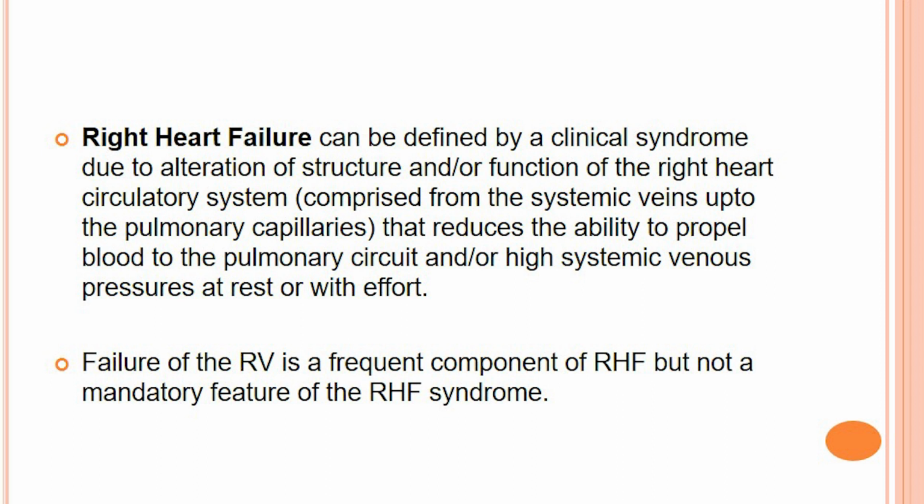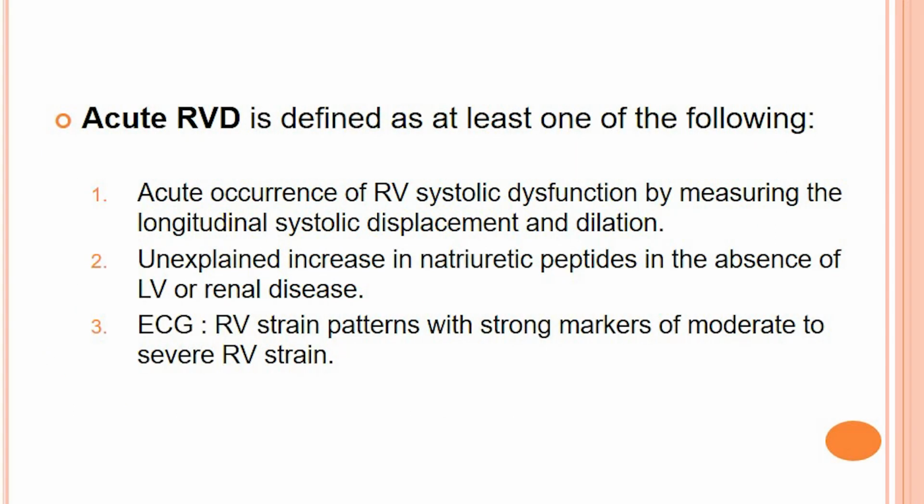Acute RV dysfunction is defined as at least one of the following: acute occurrence of RV systolic dysfunction, measured by longitudinal systolic displacement, and dilatation; unexplained increase in the natriuretic peptides in the absence of left ventricle or renal disease; and ECG showing RV strain patterns with strong markers of moderate to severe RV strain.